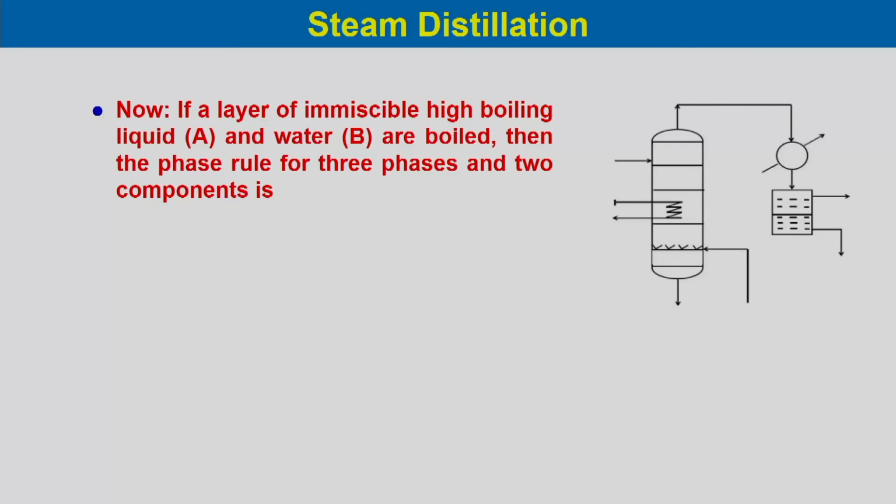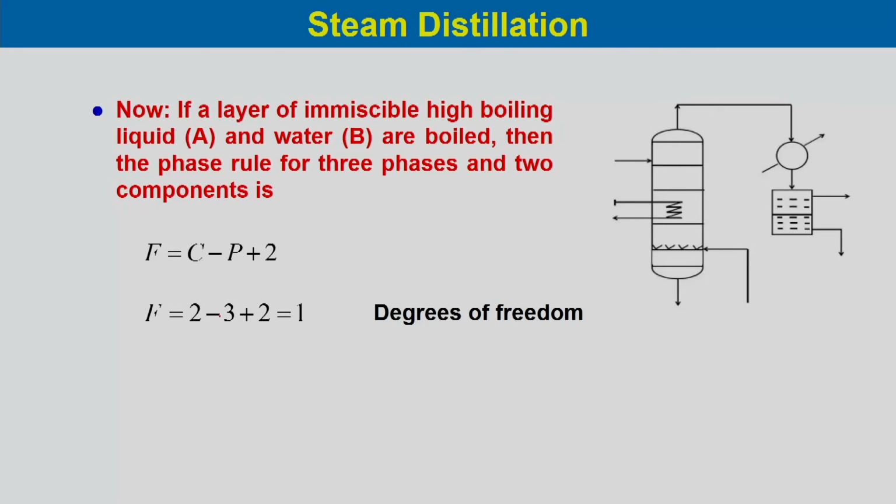Now, if a layer of immiscible high boiling liquid A and water B are boiled, then the phase rule for 3 phases and 2 components can be written. So, F is equal to C minus P plus 2. So, in this case we have 2 components, and P is 3 phases.